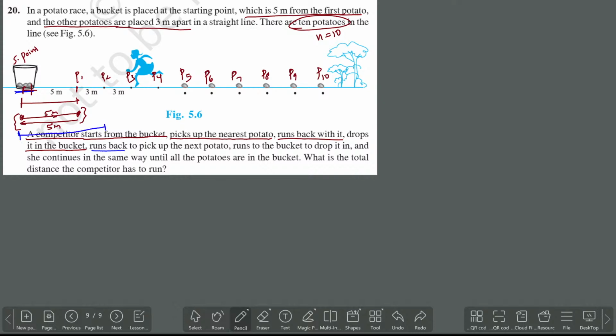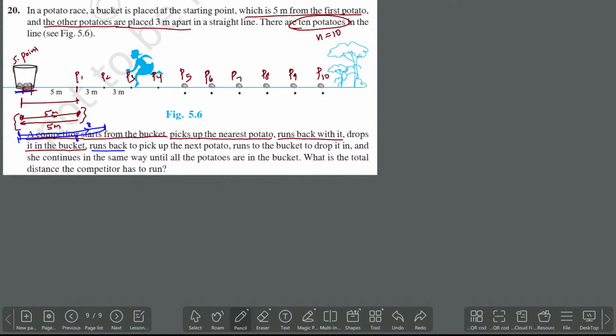Again they are going to take this potato. Then how much do they actually run? 8 meter. After taking that potato, they come back again. Then 8 plus 8, 16. Like that they are doing the game.